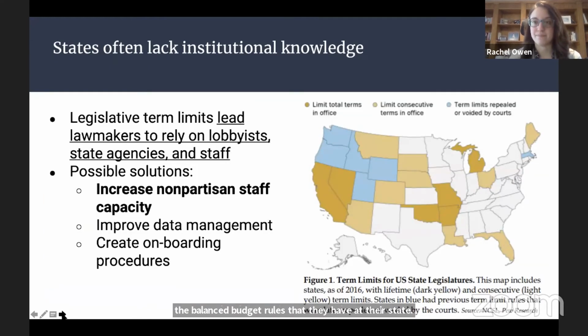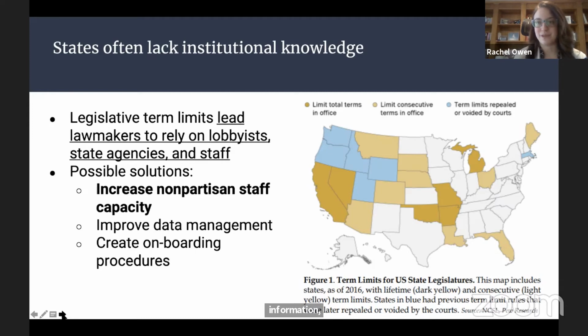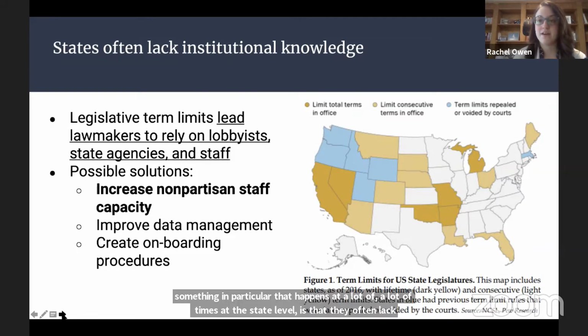Something that happens a lot of times at the state level is that they often lack institutional knowledge, in large part due to term limits or political turnover. And we recently worked on a study that showed that, well, we compiled this, we didn't actually do the experiment, but oftentimes when you have term limits, especially in the legislature, that leads lawmakers to rely heavily on lobbyists, state agencies, and then the staff. And oftentimes that staff is a partisan staff that have worked in member offices, and states don't necessarily always have great nonpartisan staff resources to carry over knowledge from year to year.